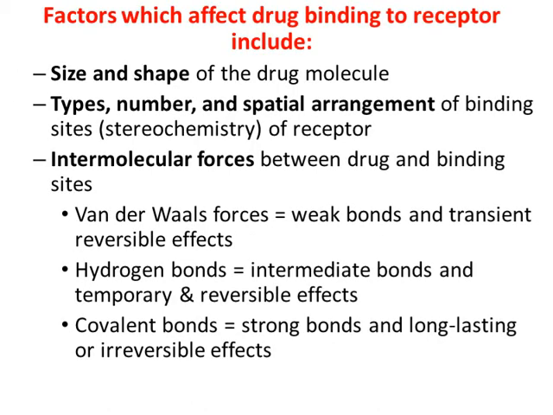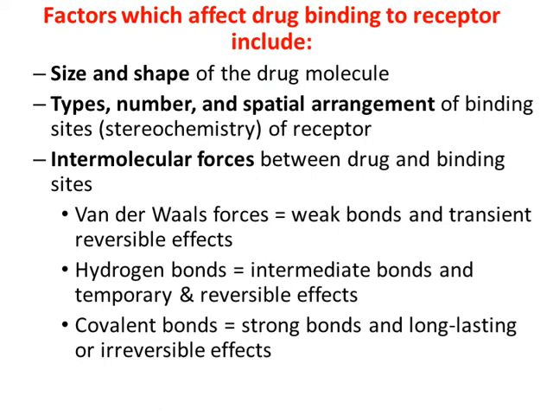So these are the factors which affect the binding of the drug to the receptor. Number one, the size and shape of the drug molecule. The size and shape of the drug molecule should be compatible with the receptor site of your receptor. Number two, the number, type, and spatial arrangement of the binding sites of the receptor. The stereochemistry of the receptor is very important. The stereochemistry of the receptor and the drug structure should be compatible, so that the drug molecule is able to bind with the receptor.